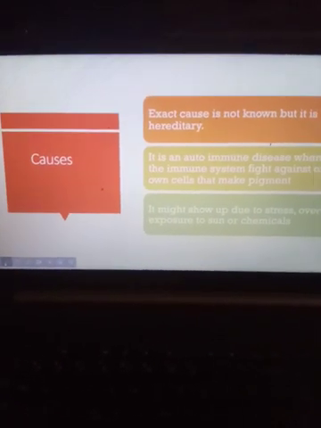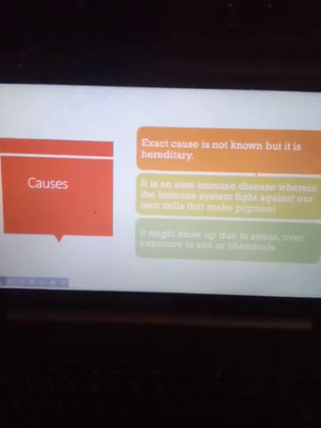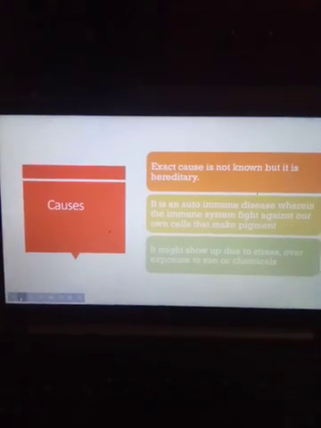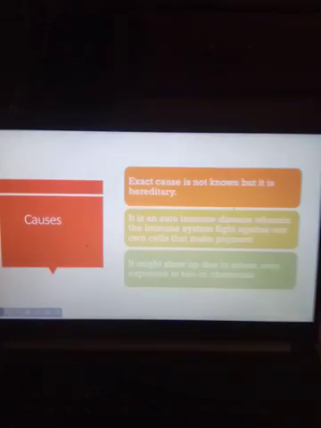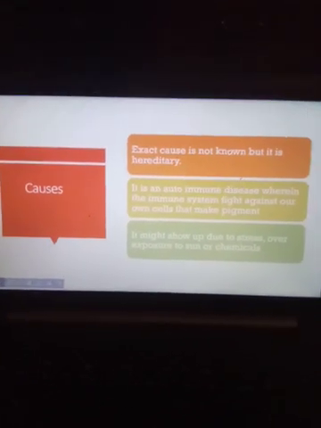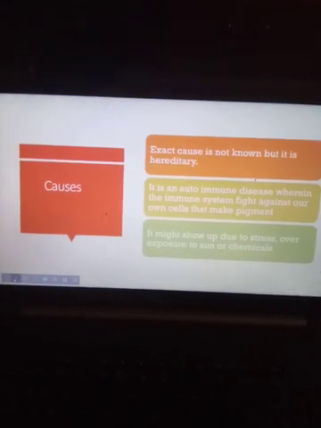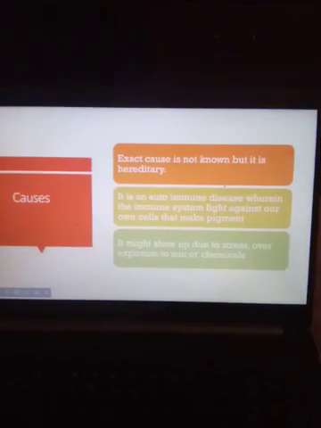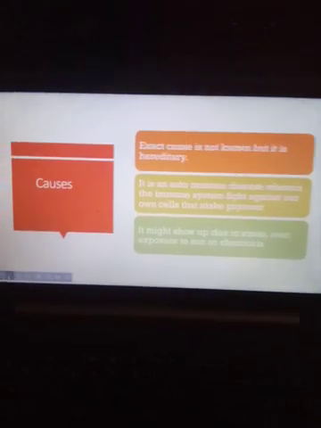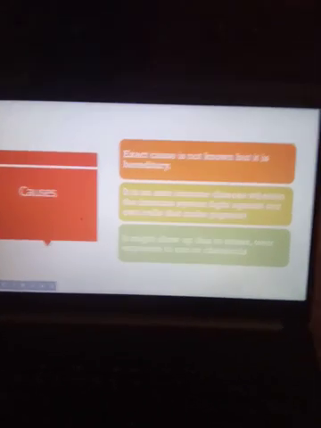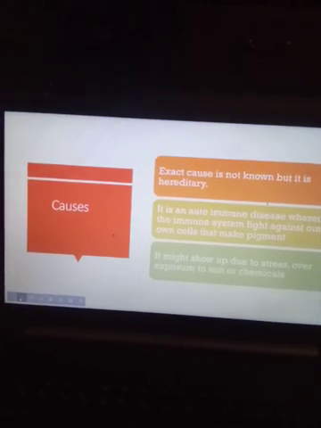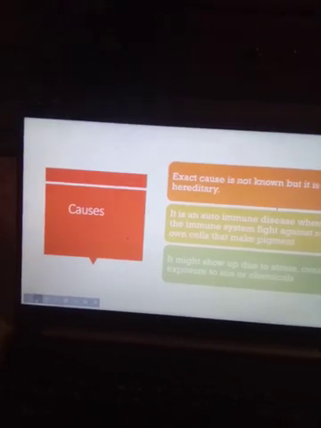The causes are hereditary because they do not know of anyone that has it whose parent or grandparent hasn't had it. It is an autoimmune disease wherein the immune system fights against the cells that make the pigment. It shows up due to stress, overexposure to sun or chemicals. It could happen to you when you're a child or an adult. It doesn't matter the age. And it usually becomes more present whenever there is something that's caused it.